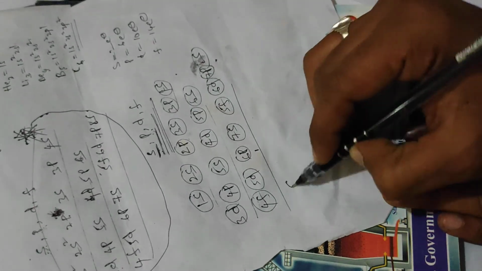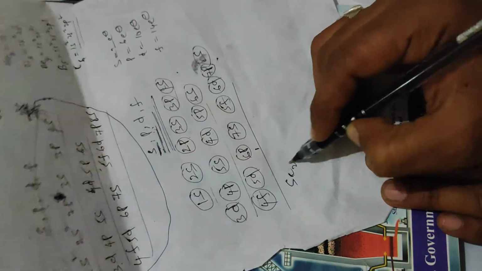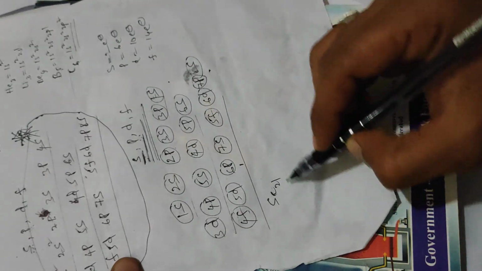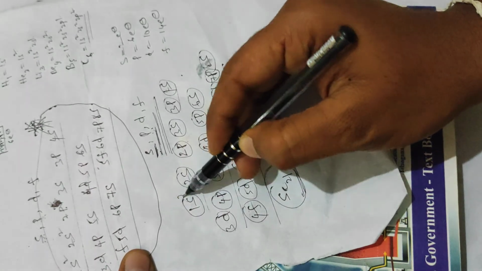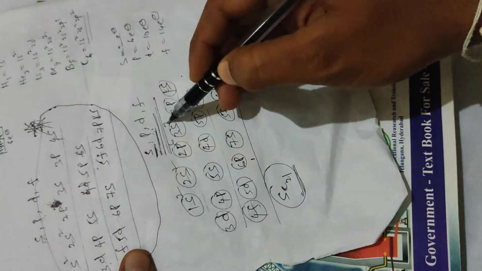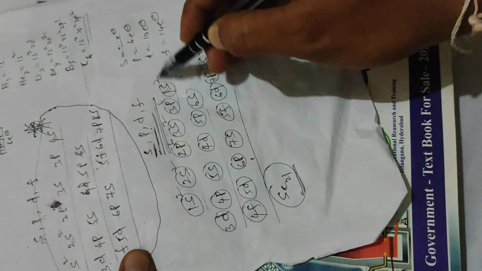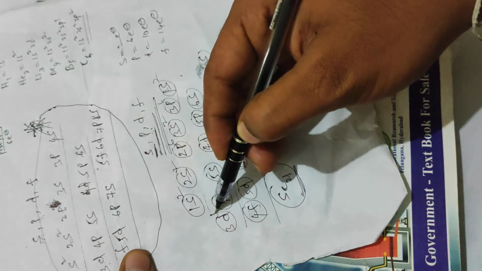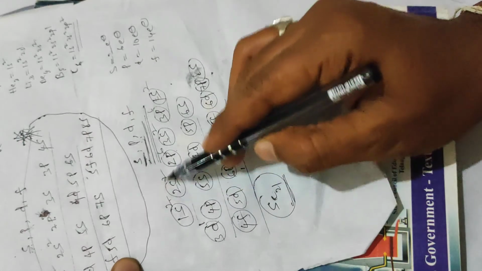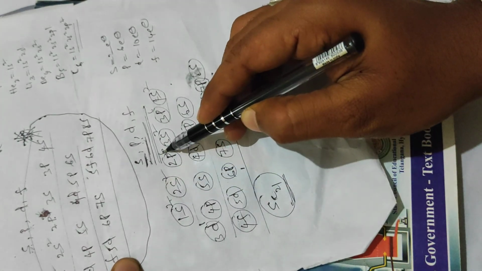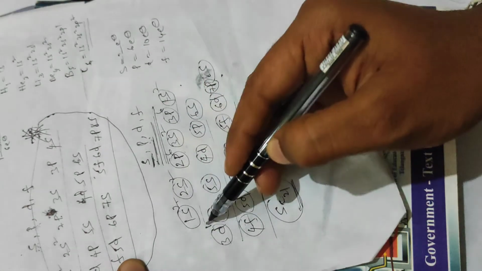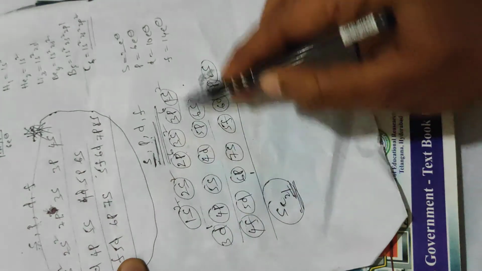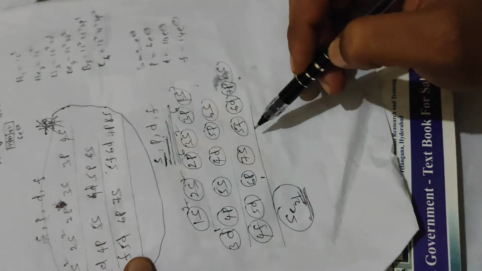If you want to write any electronic configuration, for example I am taking scandium, atomic number 21. Here we can write 1s2 2s2 2p6 3s2 3p6 4s2 3d1, it is 21. 2 plus 2 is 4, 4 plus 6 is 10, 12, 12 plus 6 is 18, 18 plus 2 is 20, 20 plus 1 is 21. So scandium is 21.